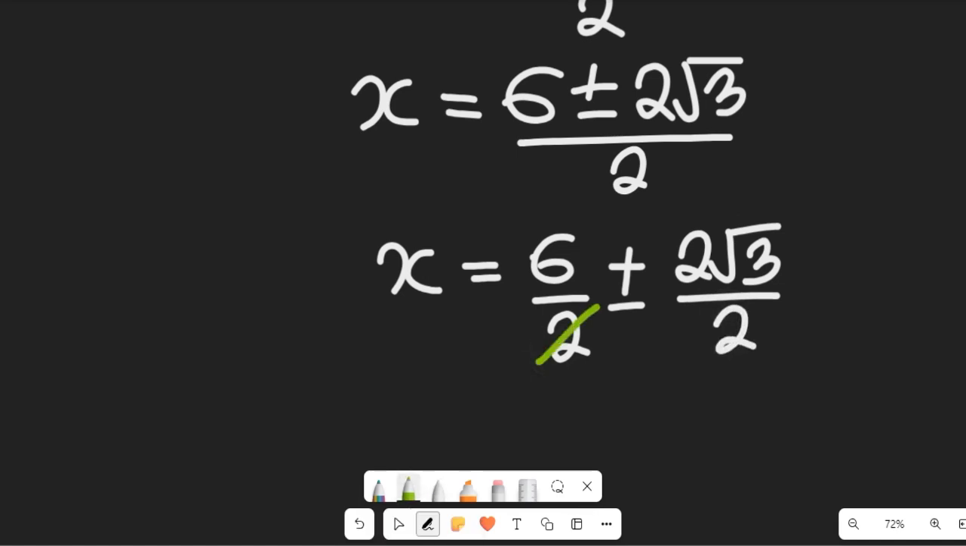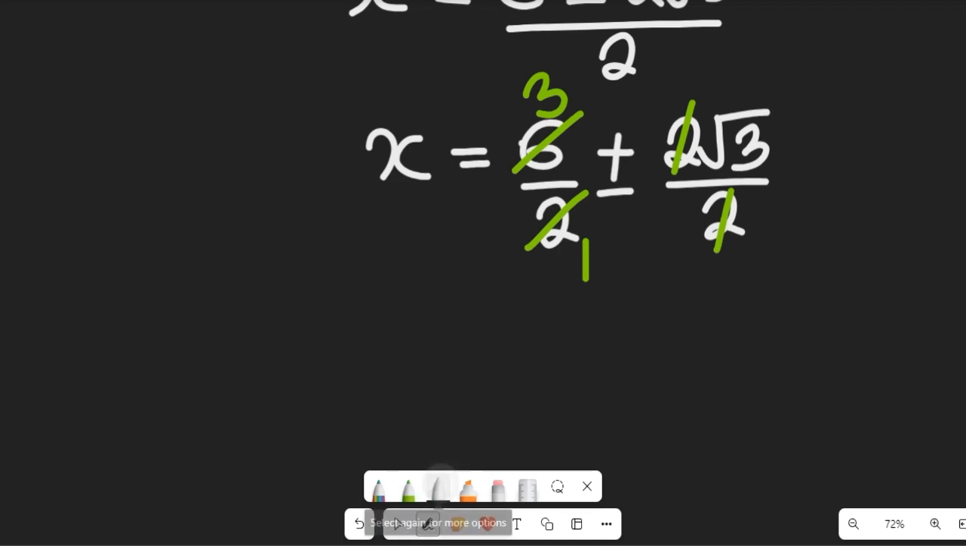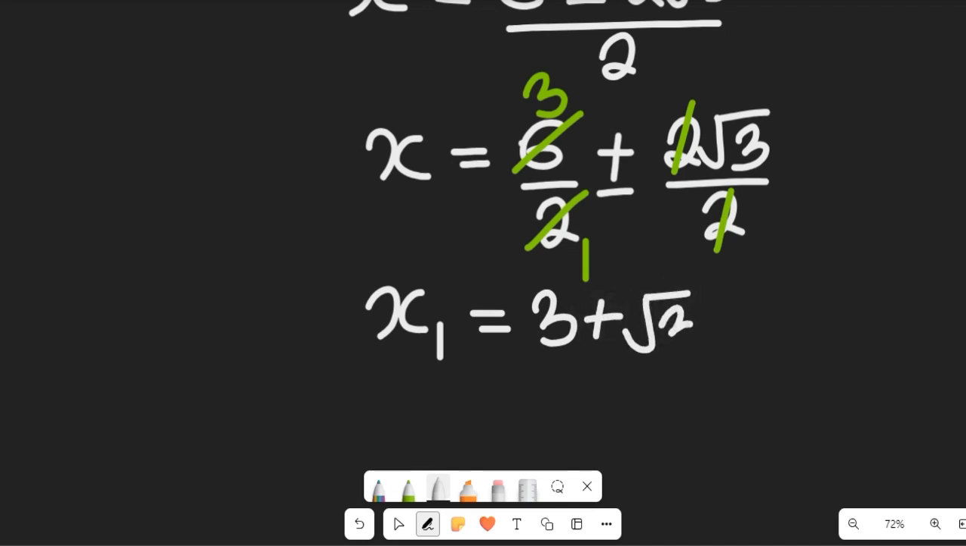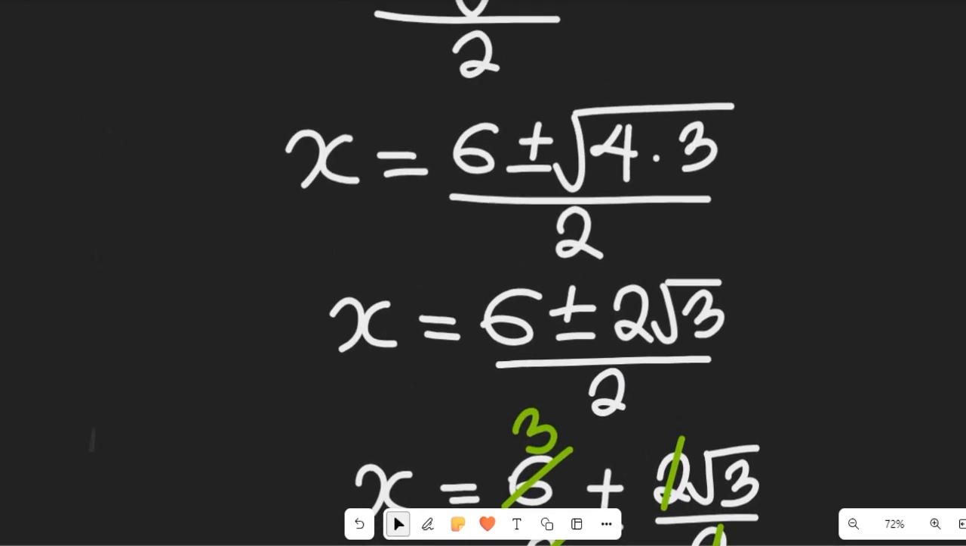So if this clears this to give me 1, this will clear this to give me 3, and then the value of my x, which I'll term my x1, will be equal to 3 plus root 3, right? And then my x2 will be equal to 3 minus root 3. Now, these are the two solutions to x.